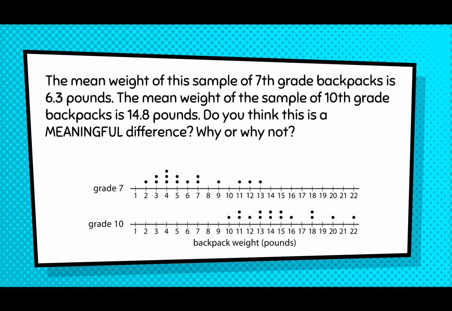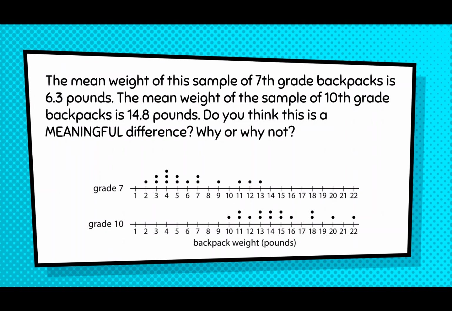Now this question is another way that we can analyze this. It says the mean, remember that's the average, weight of this sample of 7th grade backpacks, so we're talking about just these dots right here, was 6 3/10 pounds. So that means that they added up 2 plus 3 plus 3 plus 4 plus 4 plus 4, and so forth, and then divided it equally, and found that the mean or the average was right about in here at 6 3/10. The mean weight of this sample of 10th grade backpacks was 14 8/10 pounds.